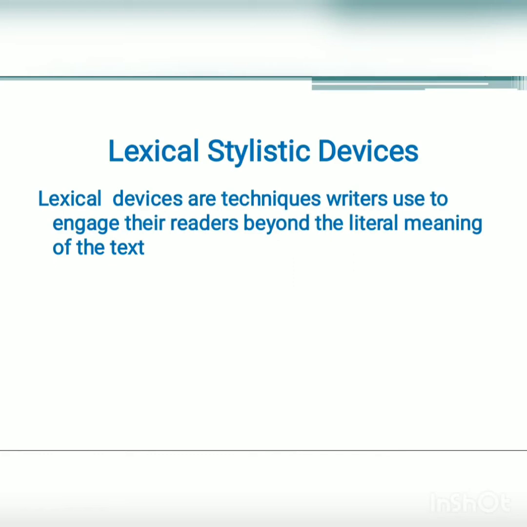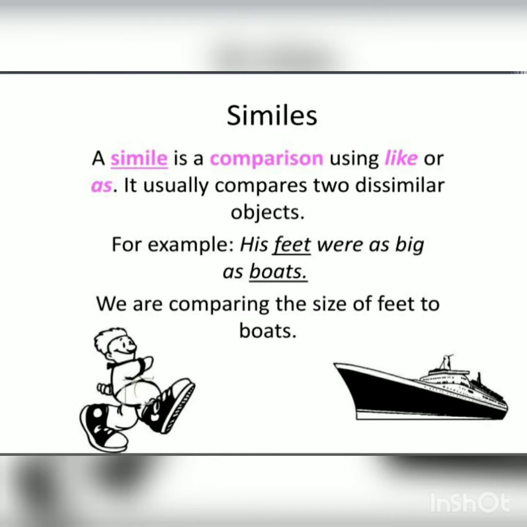Today in our lesson, I will name some of the most frequently used lexical stylistic devices. The first one is a simile. Simile is a comparison using like or as. It usually compares two dissimilar objects. For example, his feet were as big as boats. Here we are comparing the size of feet to boats. As you see, simile is comparing one thing to another through using the words like or as.